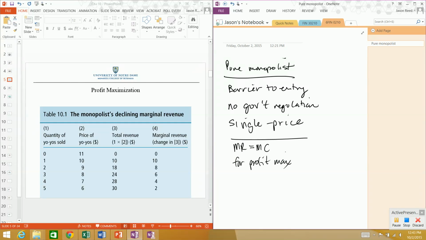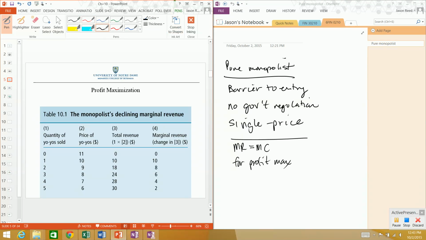So when we look at table 10.1, we see that there's some quantity of yo-yos sold. We have the price of yo-yos, we have total revenue, and then we have some sort of marginal revenue change. And so we're able to calculate that. And we realize that once we analyze columns 2 and 4, we can see that marginal revenue in this instance is always below what we have here. So when we look at marginal revenue outside of this first instance, we see that marginal revenue will always be less than demand.